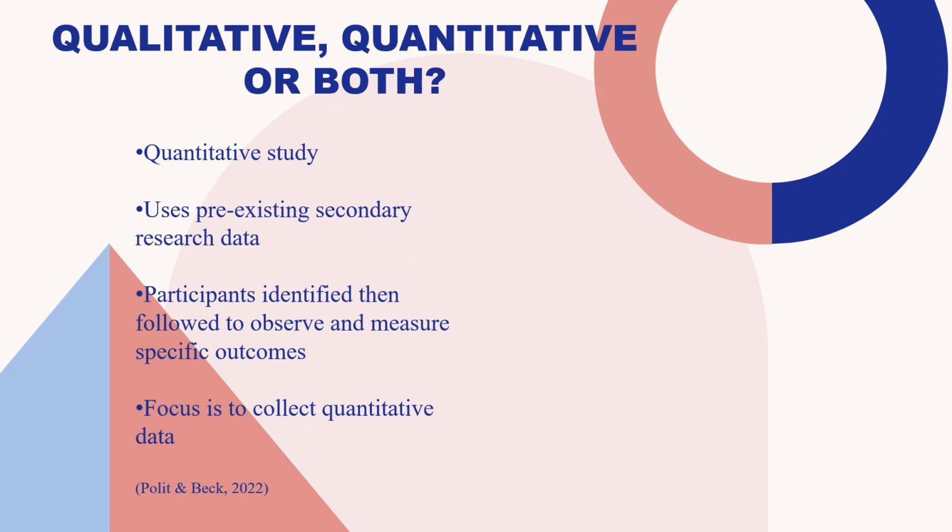We often ask ourselves whether a study is qualitative, quantitative, or both. In the case of non-experimental cohort prospective studies, they are most often quantitative as they use pre-existing quantitative data. These studies are often conducted as exploratory or explanatory research.